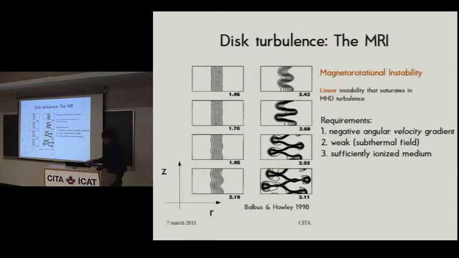The numbers here represent times in terms of the orbital time. This is very rapid growth, right? We're talking, it's clear that it's saturating into nonlinear behavior within a couple of orbits, an orbit and a half or so between the beginning and the end of this figure.